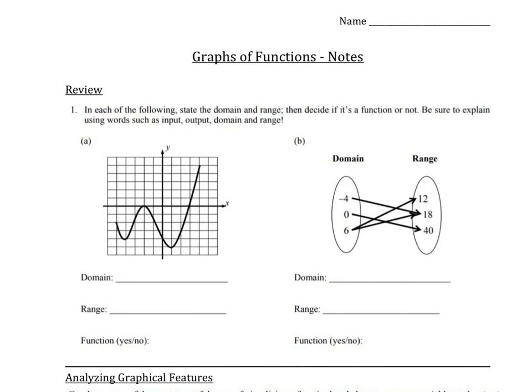All right, so for our last objective of this unit, we are going to talk about graphs of functions. So let's go ahead and review right now. In each of the following, we want to state the domain and the range and then decide if it's a function or not. And we are going to explain using words such as input, output, domain, and range.